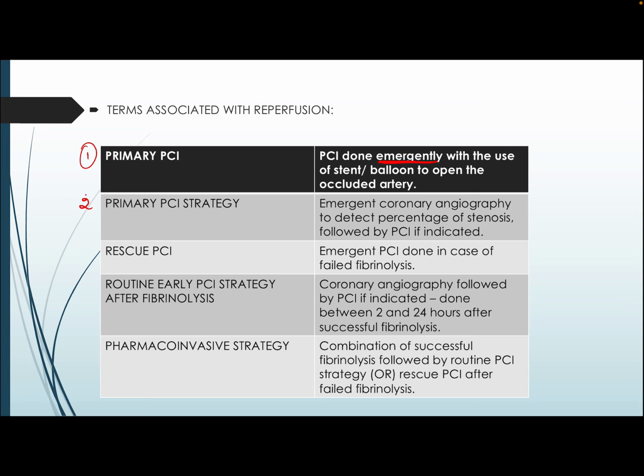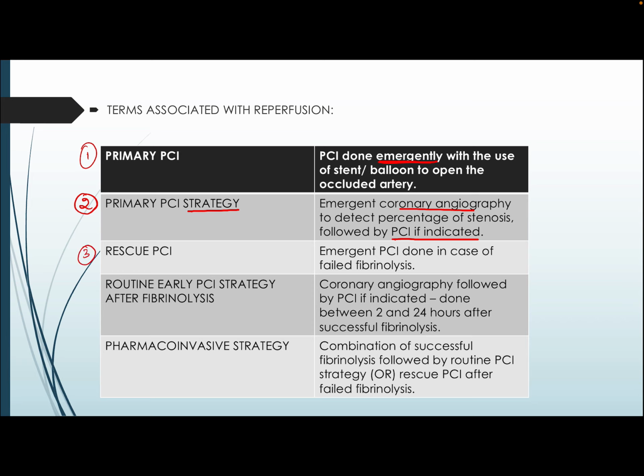The second is a primary PCI strategy. This essentially is emergent coronary angiography to detect the percentage of stenosis, and then that is followed by PCI if indicated. So if the stenosis is more than around 70%, then you could consider doing a PCI. But essentially this is a coronary angiography followed by PCI if needed.